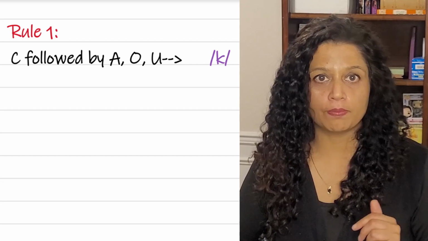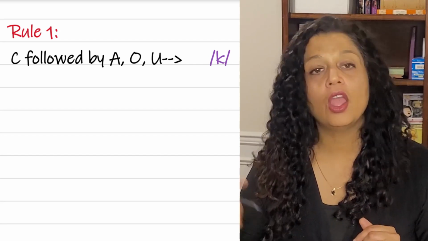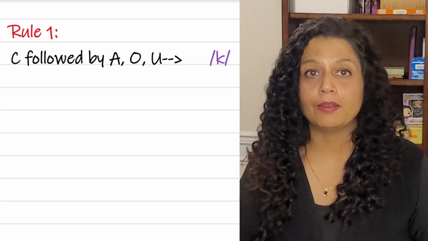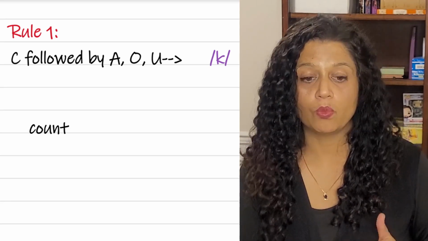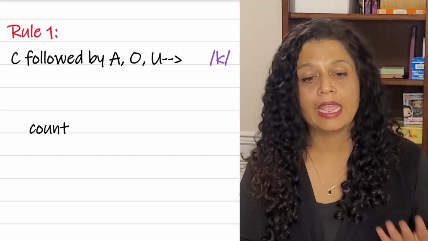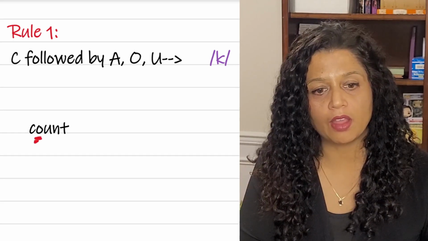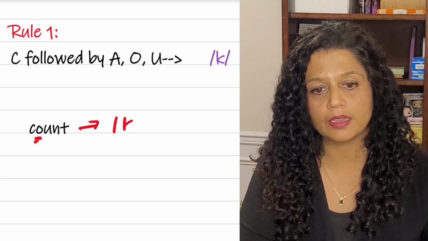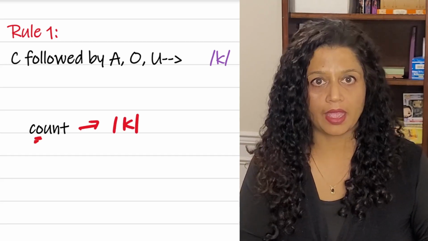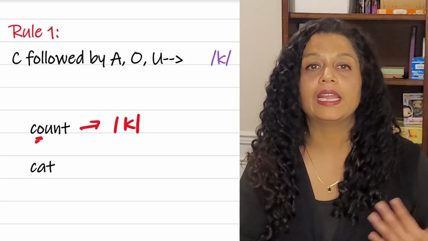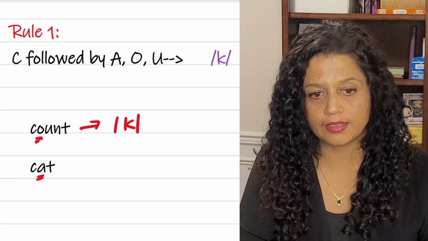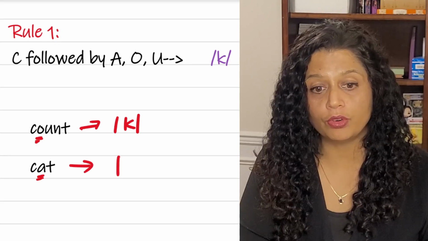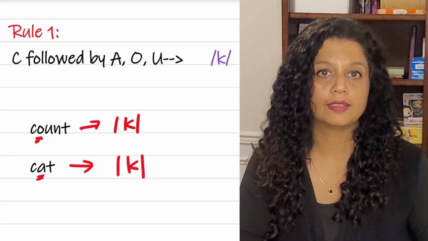Here is rule number 1. If the C is followed by the vowels A, O, or U, it makes the k sound. An example of a word like this would be the word count. Here the letter C is followed by the O, and therefore it makes the k sound. Okay? Another example would be the word cat. Here the C is followed by the A sound, and based on our rule, it also makes the k sound.